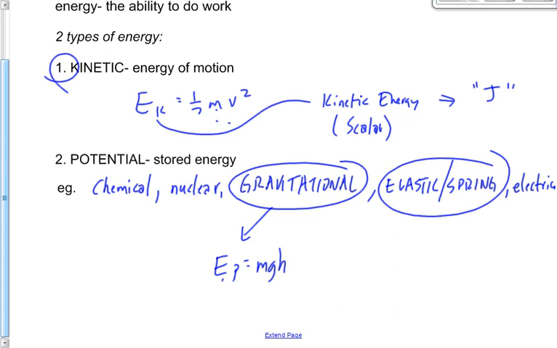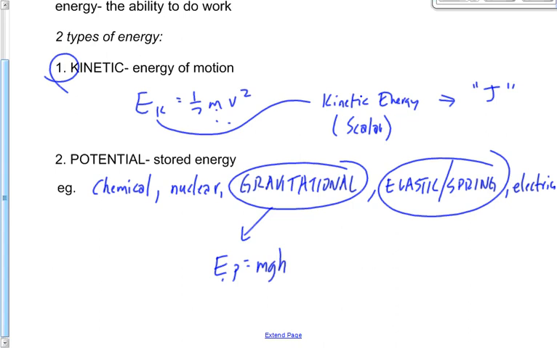EP is a vector or scalar? Scalar. Every kind of energy is a scalar. What are the units that we use to measure EP? Units, Matt? Joules. Good, joules. Joules for every kind of energy. Every kind of energy is a scalar as well.